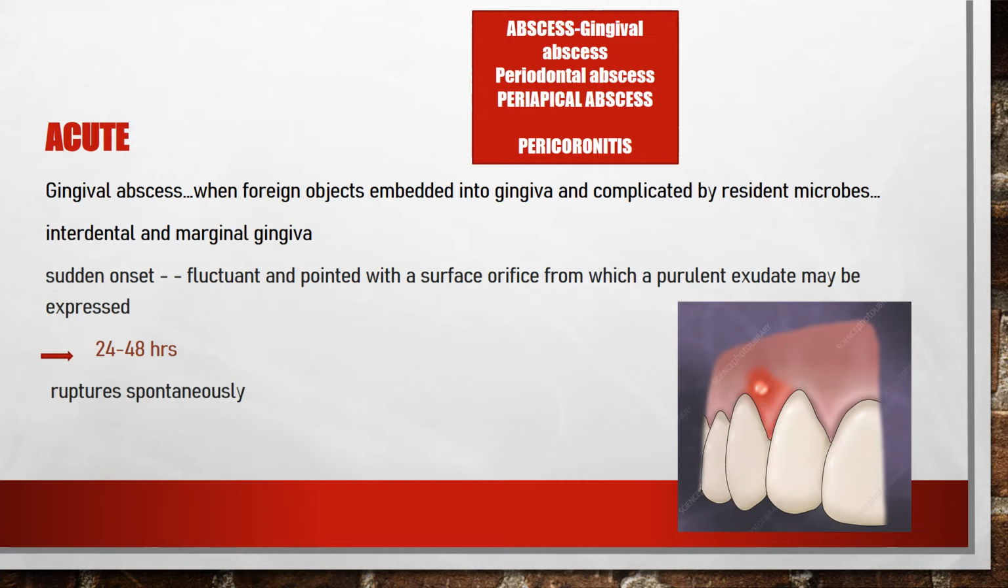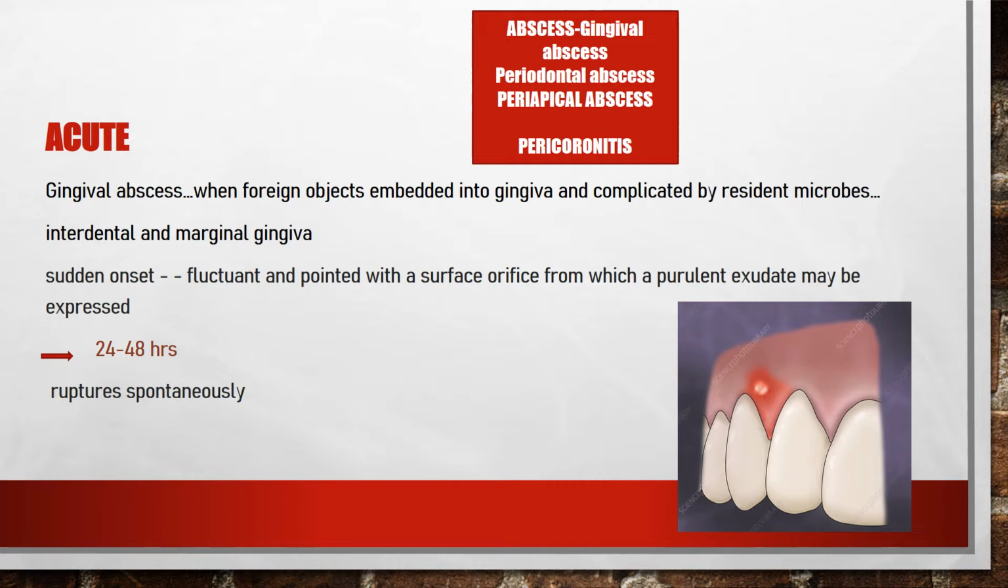Gingival abscess is more confined to the interdental and marginal gingiva, whereas periodontal abscess is more confined to the lateral aspect of the tooth, and periapical abscess is confined to the apical part of the tooth. Pericoronitis is more confined to partially erupted or partially impacted teeth, where the pericoronum covers the tooth; if it gets inflamed, that is called pericoronitis. Now we are dealing with the gingival abscess.